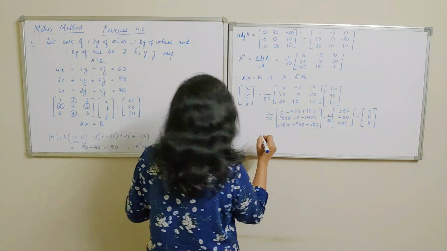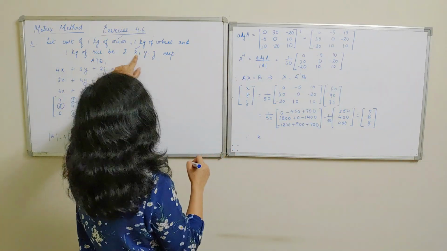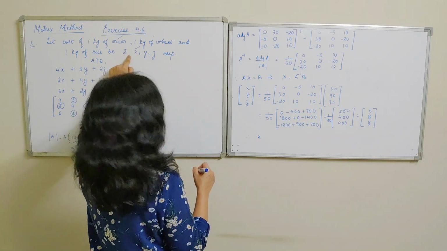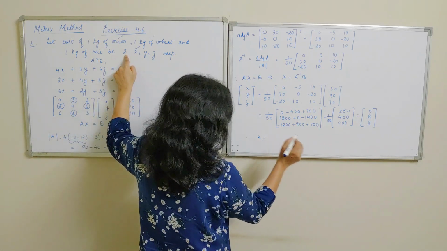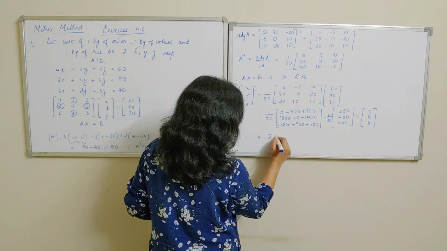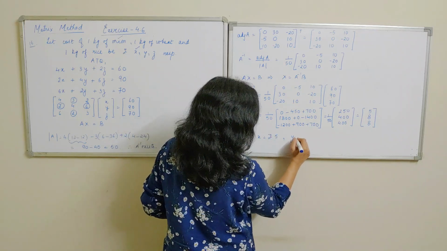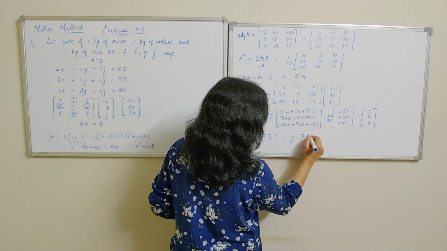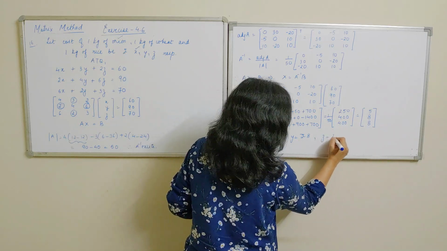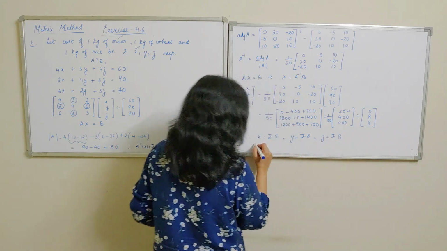We get to know X. Now here you have to see that what is X? X is cost, and hence it has a unit. So X is simply not 5. X is rupees 5. Y is rupees 8, and Z is also equal to rupees 8.